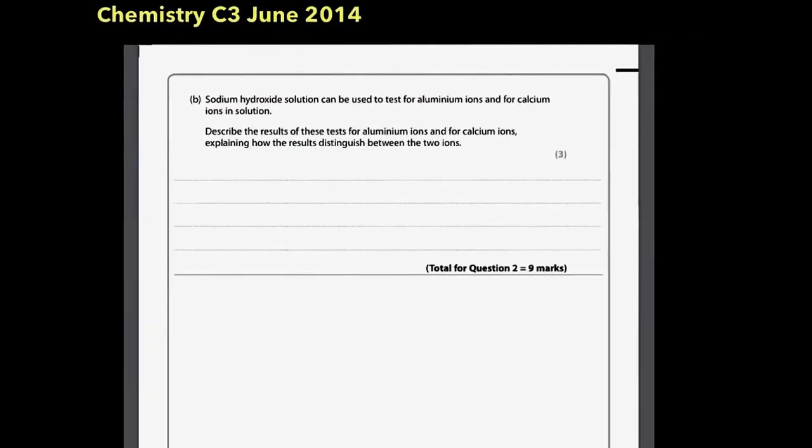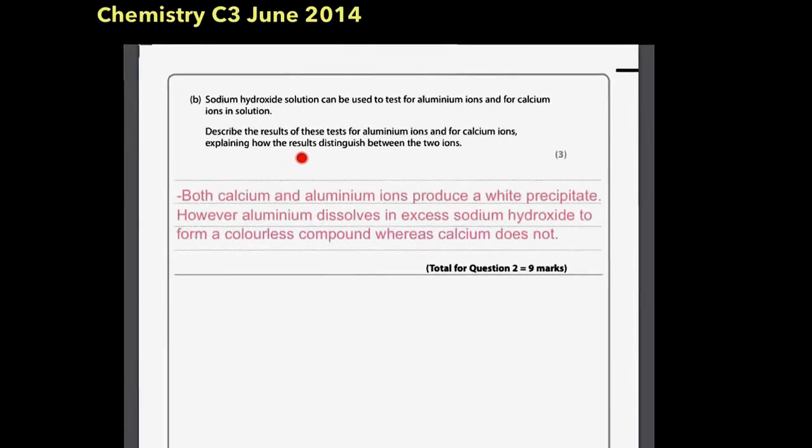So the last part, it says, sodium hydroxide solution can be used to test for aluminium ions and for calcium ions in a solution. Describe the results of these tests for the aluminium ions and the calcium ions. Explain how these results distinguish between the 2 ions. So it asks you to distinguish. So to get the 3 marks, you need to say how. So this is where it says however. So both calcium and aluminium ions produce a white precipitate. However, aluminium dissolves with excess sodium hydroxide to form a colorless compound, whereas calcium does not. So saying this will get you the 3rd mark.